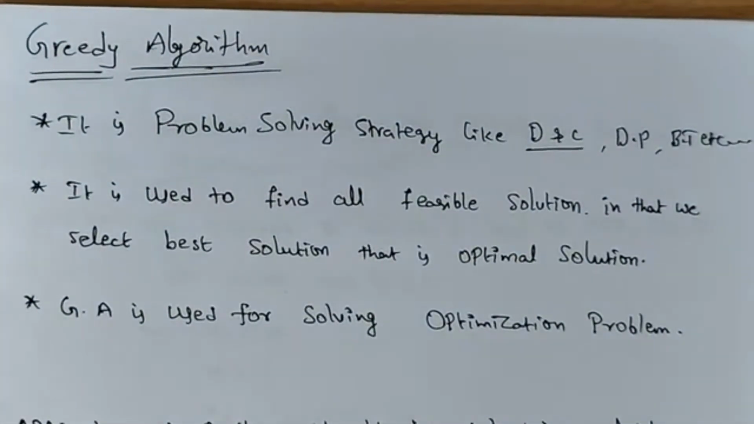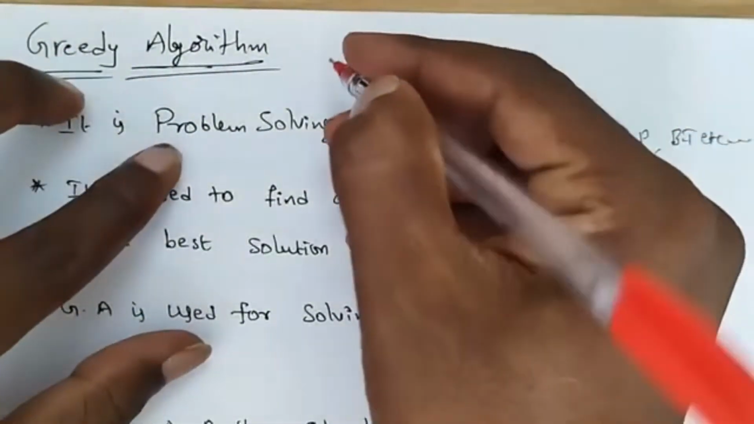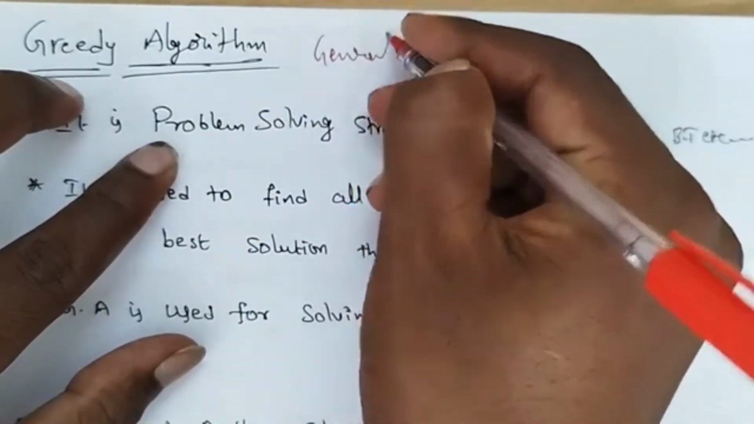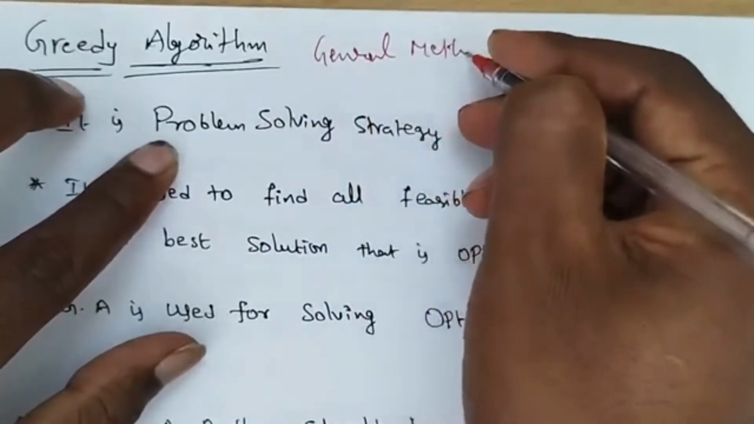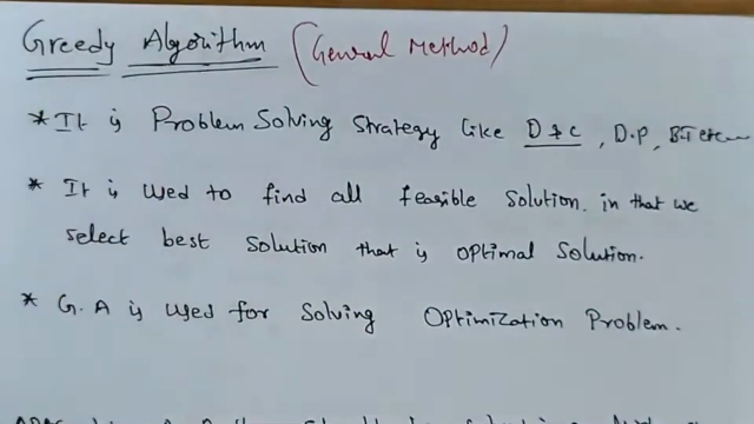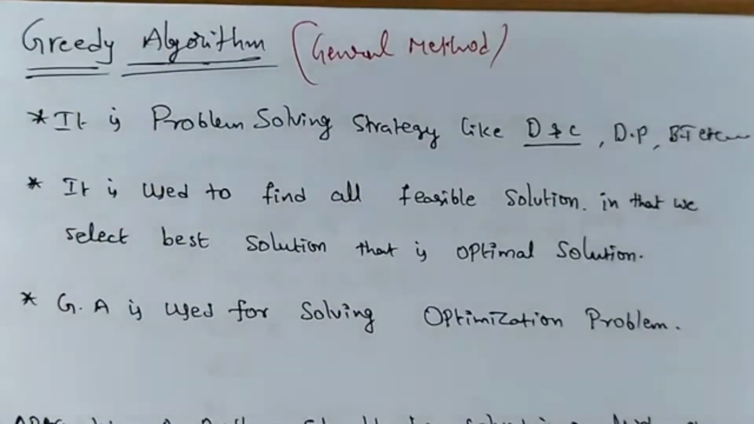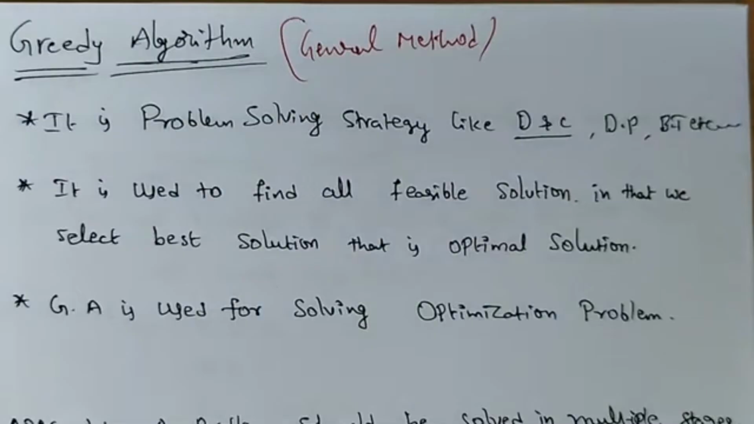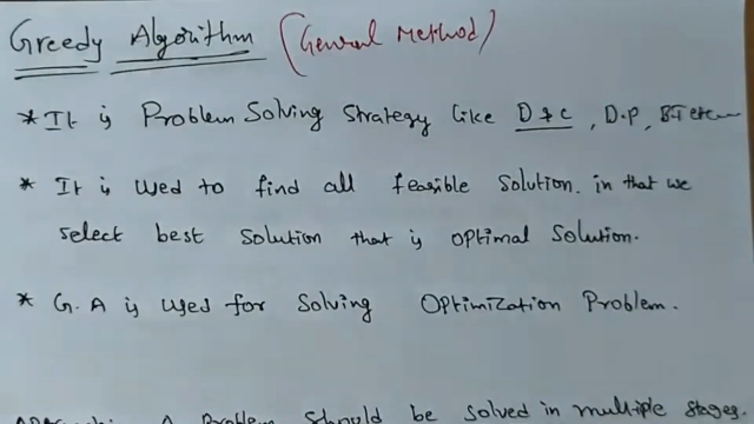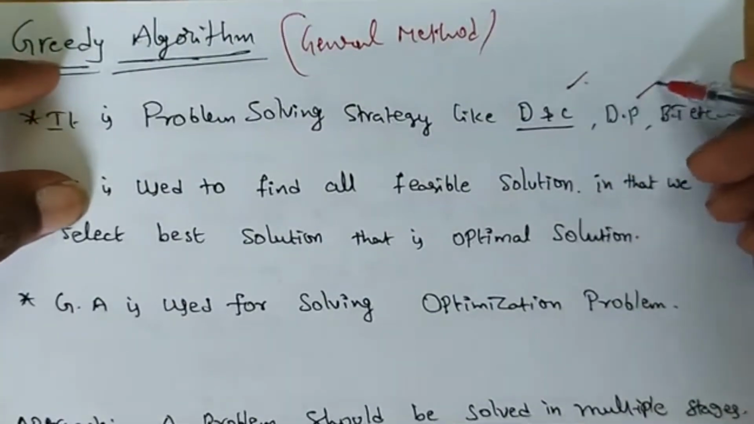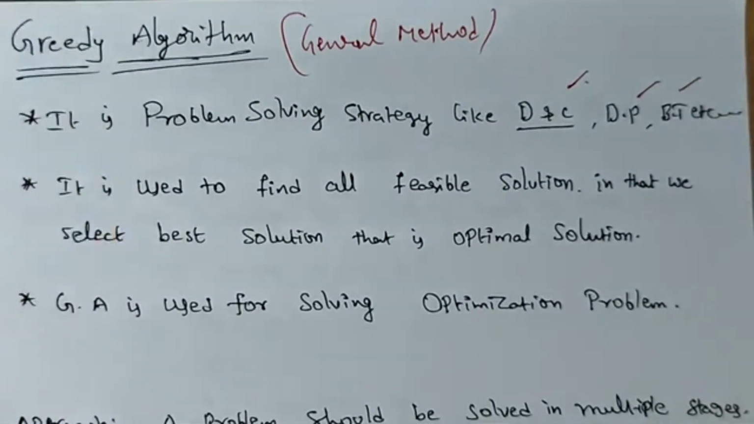In today's class, I will explain the greedy algorithm general method, in the subject of design and analysis of algorithms. What is the meaning of greedy algorithm? Greedy algorithm is also one of the problem solving strategies, like divide and conquer, dynamic programming, as well as backtracking.